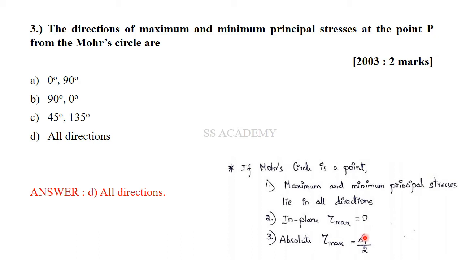As we know, absolute tau max is calculated as the maximum of (sigma 1 minus sigma 2)/2, (sigma 2 minus sigma 3)/2, and (sigma 1 minus sigma 3)/2. So if it is biaxial, there will be sigma 1 by 2 as the absolute tau max. So from this, you can consider that all directions become the answer for this question.